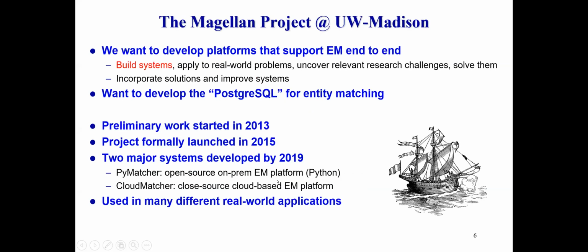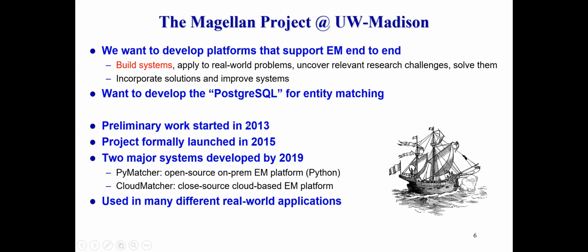Okay? So this is why we started the Magellan project at UW-Madison a few years back. What we wanted to do is to develop a platform that supports entity matching end-to-end. We focus specifically on building systems. We want to apply those to real-world problems, uncover research challenges, solve them, incorporate the solutions back, and improve the system. We really want to develop something that we think is basically the PostgreSQL for entity matching. So anyone wanting to do entity matching would actually start with Magellan, right?